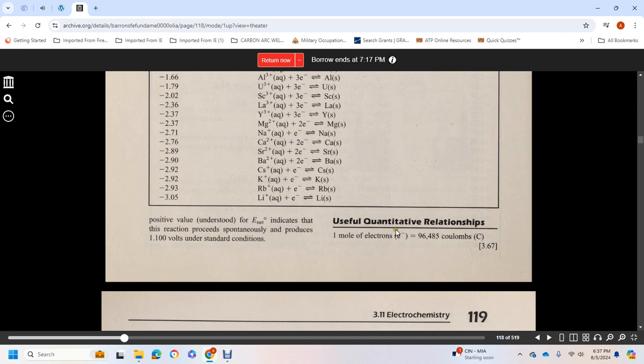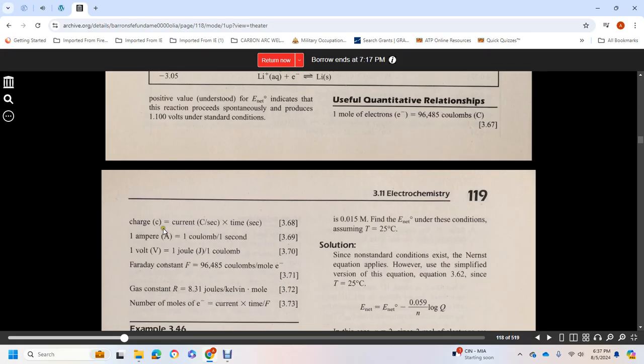Useful quantitative relationships: 1 mole of electrons is equal to 96,485 coulombs. Charge in coulombs equals current in amperes times time in seconds. 1 ampere is 1 coulomb per 1 second. 1 volt is equal to 1 joule per 1 coulomb. The Faraday constant is equal to 96,485 coulombs per mole. The gas constant R is 8.31 joules per kelvin per mole. The number of moles of electrons is equal to the current times the time divided by the Faraday constant.